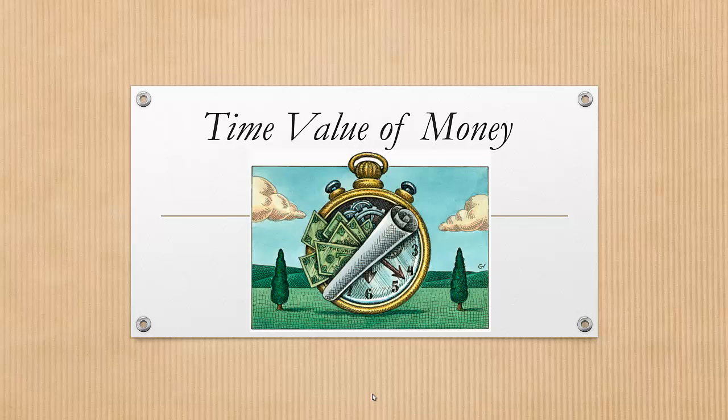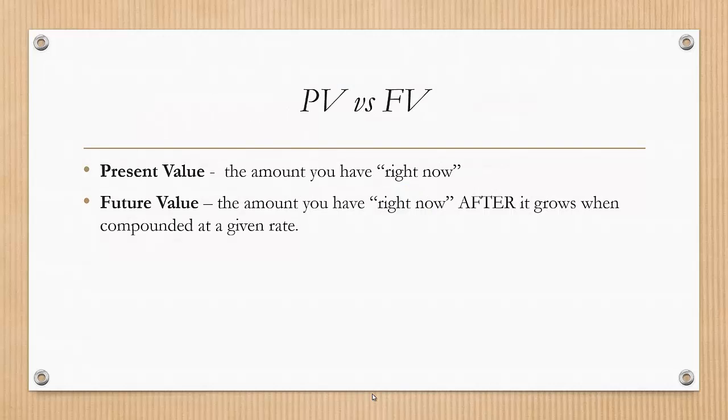Okay, let's make sure we're on the same page with these definitions first. Present value is the amount of money you have right now. Future value is the amount of money you have right now after it grows when compounded at a given rate.